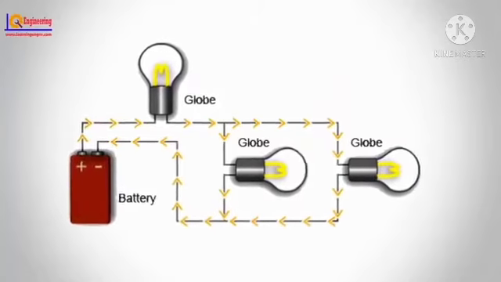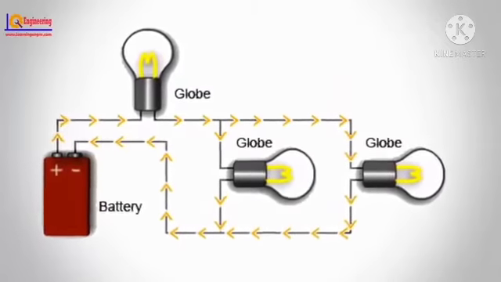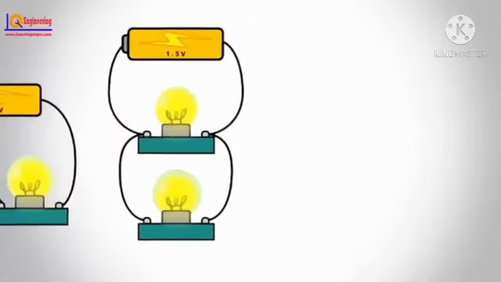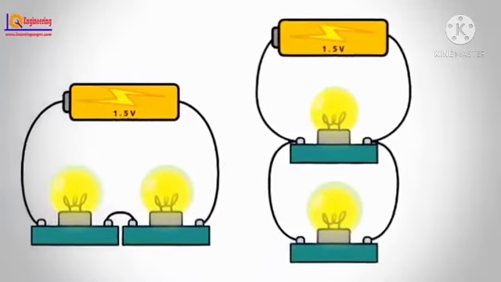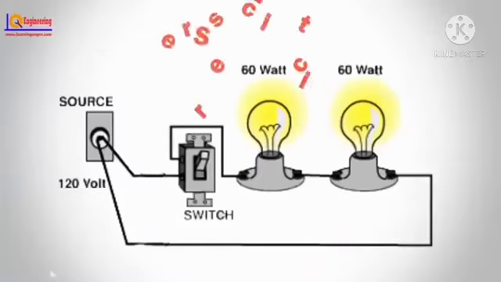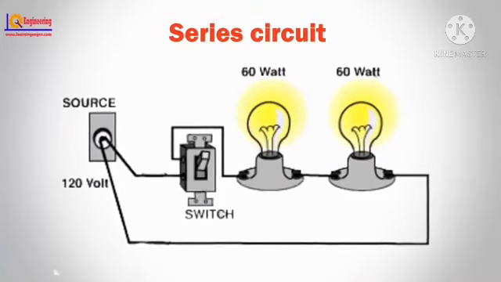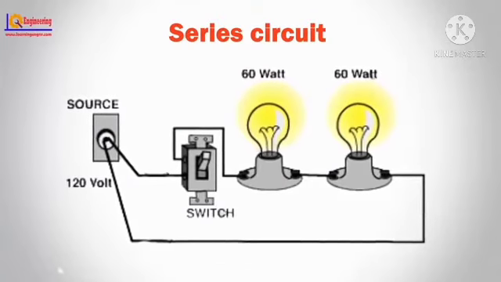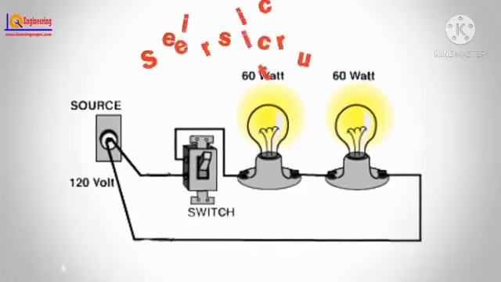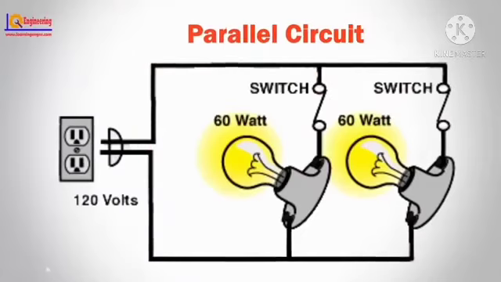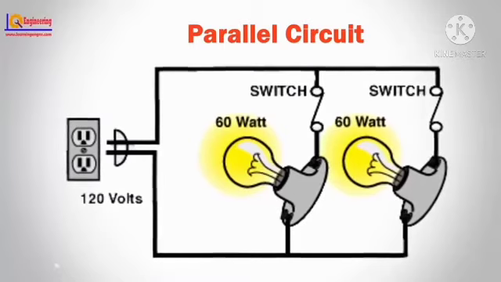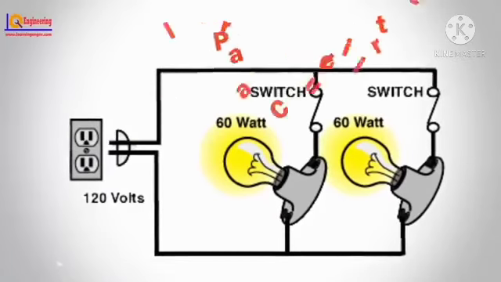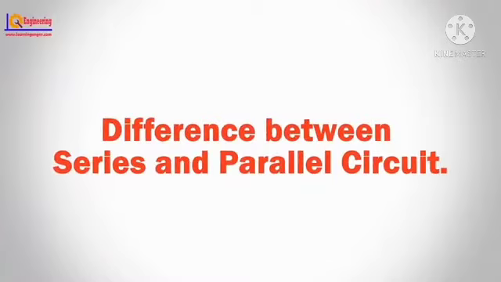Connecting bulbs in parallel. Connect three bulbs in parallel, that is, one end of each of the three bulbs is connected to one wire. The other ends of the three bulbs are connected to another wire. These two wires are connected to a cell. All three bulbs glow with brightness.